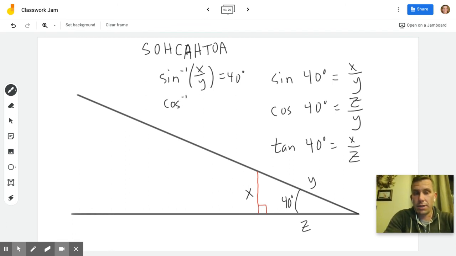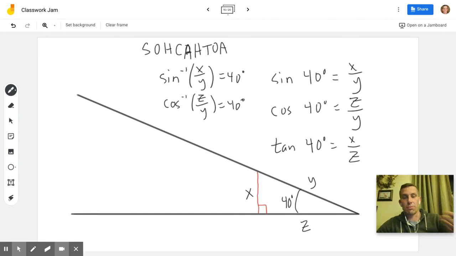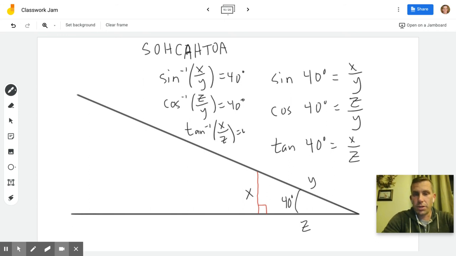Same with cosine. So the cosine inverse of z over y equals 40 degrees. Again, we're using the same relationship, the fact that there is a distinct relationship between the length of z and y for this particular angle to solve for the angle measurement. And same with tangent. The inverse tangent of x over z equals 40 degrees.